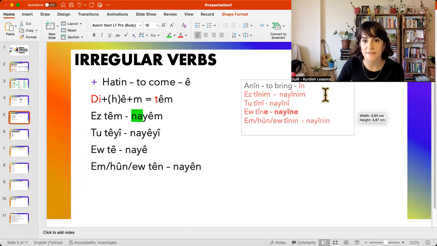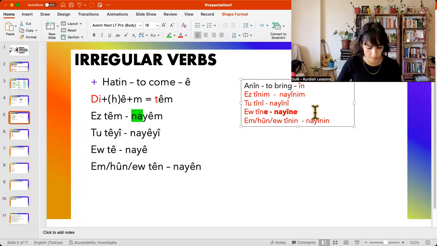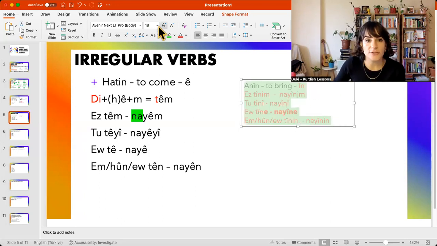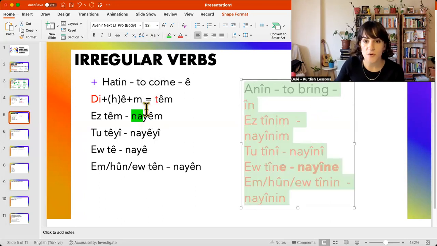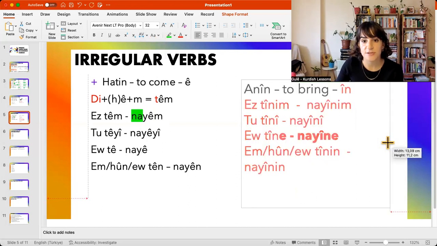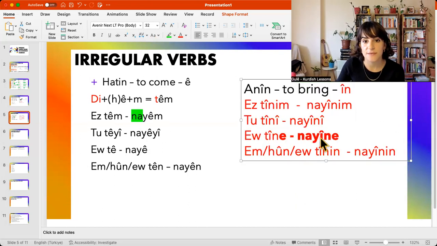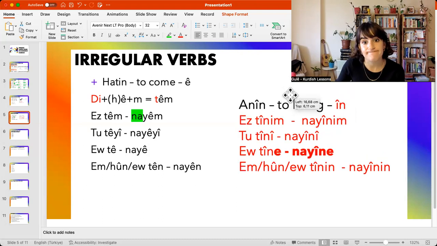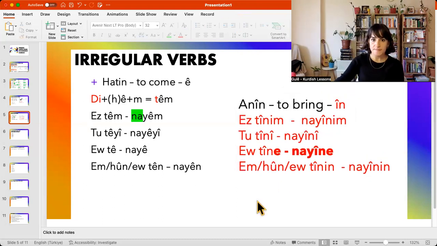These are negative. You have to memorize this list. Yeah, in all languages, we have to memorize some verbs, conjugations, unfortunately, even though we hate it. Okay? Especially these, hatin, it's very important. You will hear hatin all the time. As tem, as naiem, tu teyi, tu naiyi.